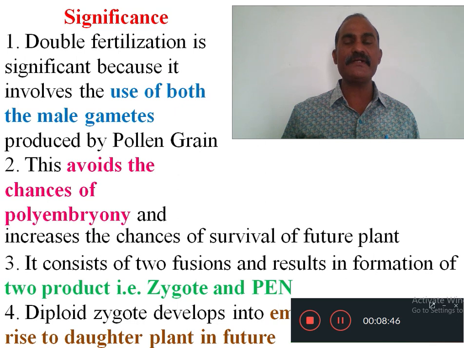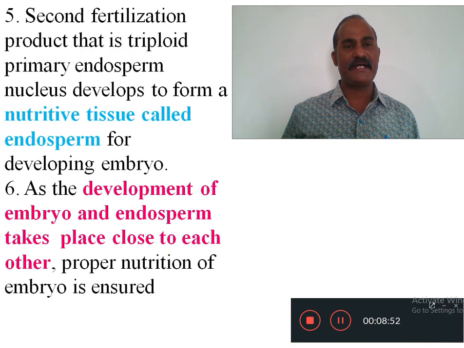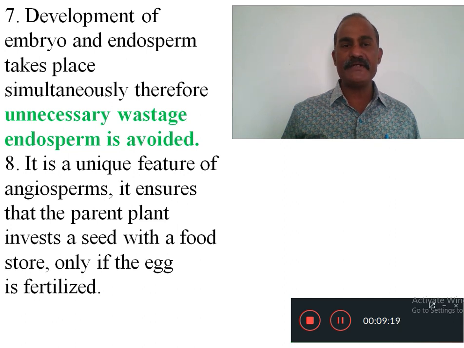This diploid zygote develops into the embryo, and in future it will give rise to the daughter plant. The second fertilization product, the triploid primary endosperm nucleus, very soon develops into a nutritive tissue, characteristically the triploid endosperm in angiosperms. As the development of embryo and endosperm takes place close to each other, proper nutrition of the embryo is ensured. Additionally, the development of embryo and endosperm is simultaneous. Therefore, unnecessary wastage of endosperm is avoided, and metabolic energy is saved by the angiospermic plant.